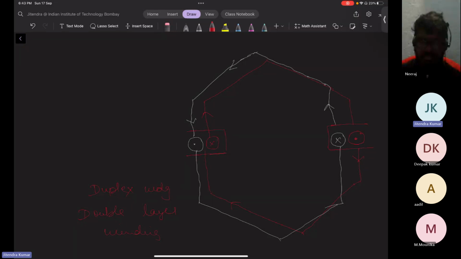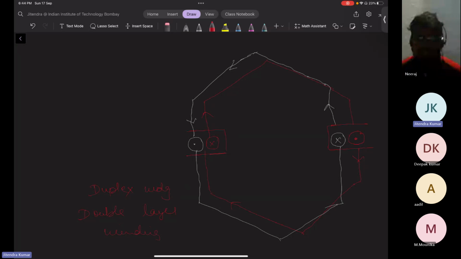So earlier in one slot, only one coil was there, right? Now in one slot, you are placing two coils. So you are using the space very efficiently. At the same time, in one slot your current density might increase. It can increase because you now have a higher number of turns. Instead of one coil, you have two coils. It is not simplex anymore.